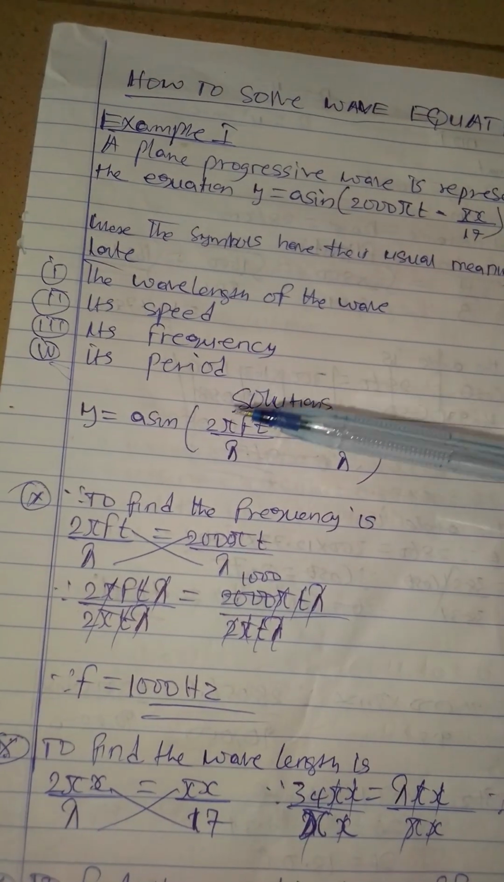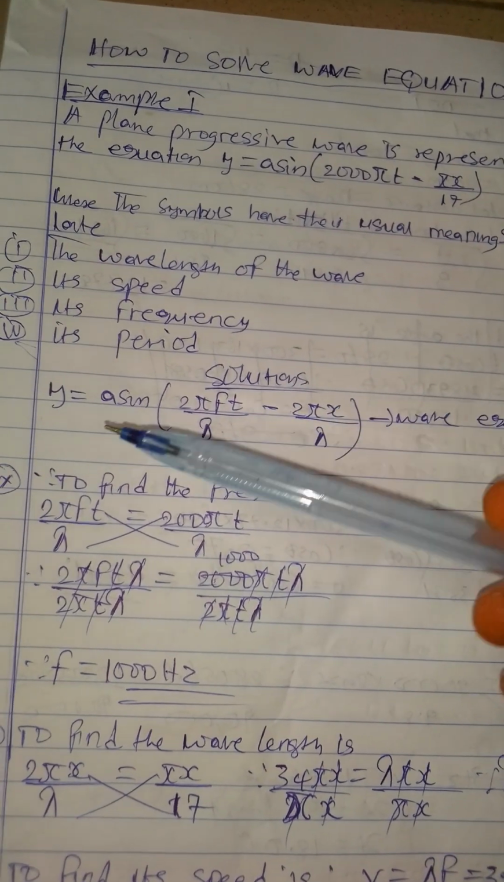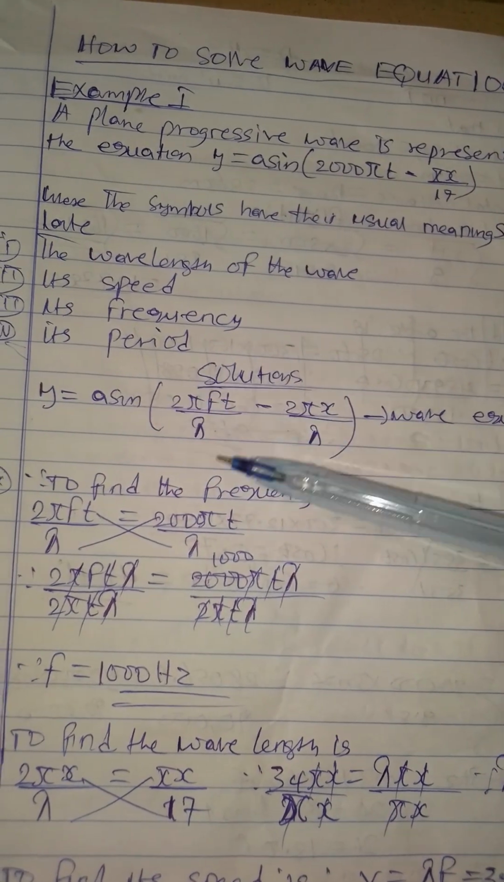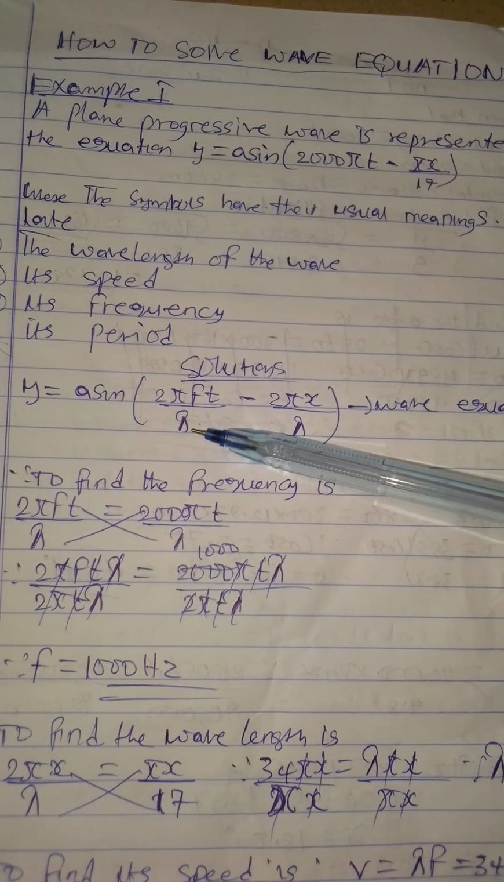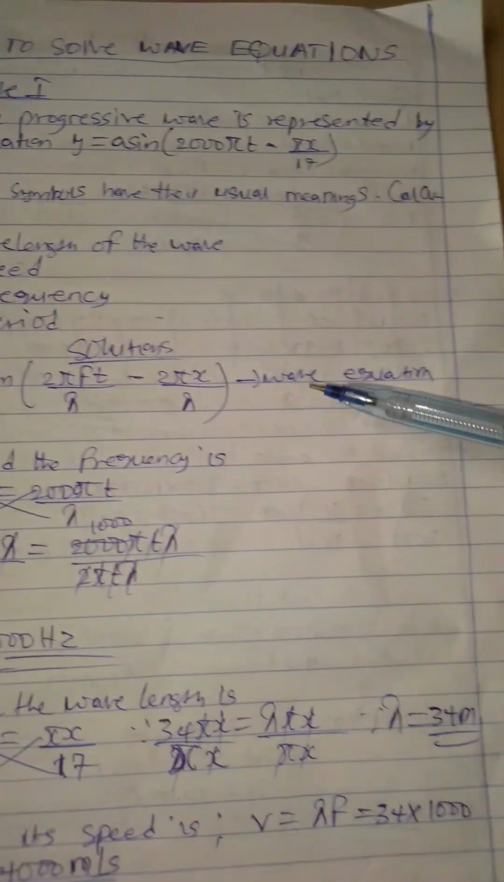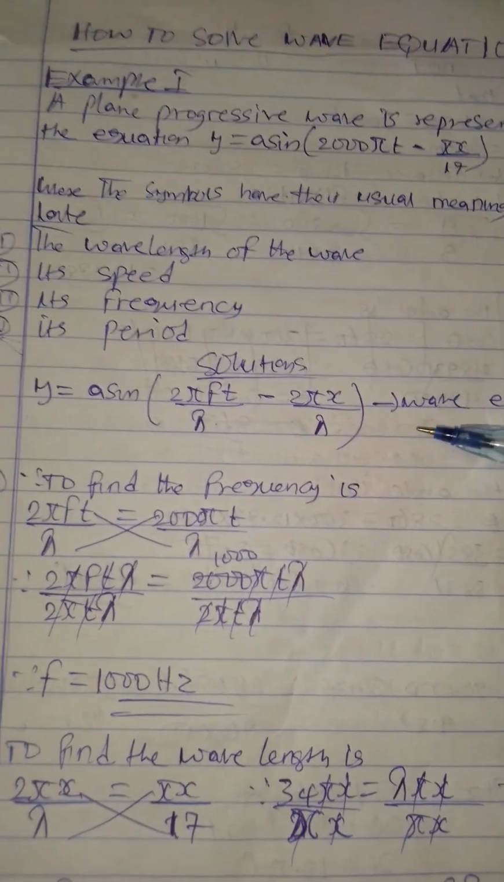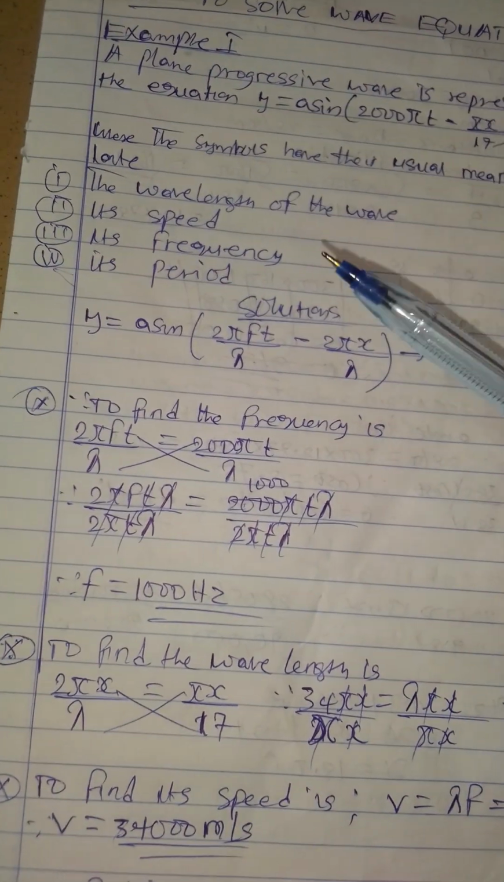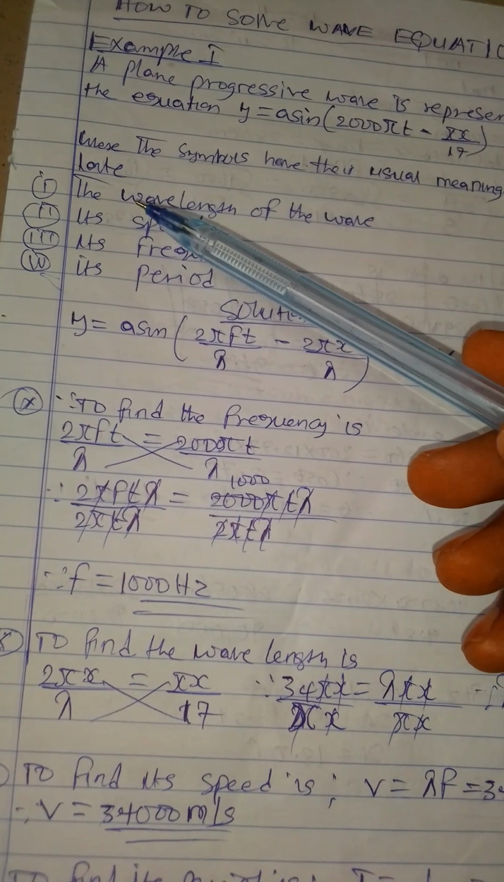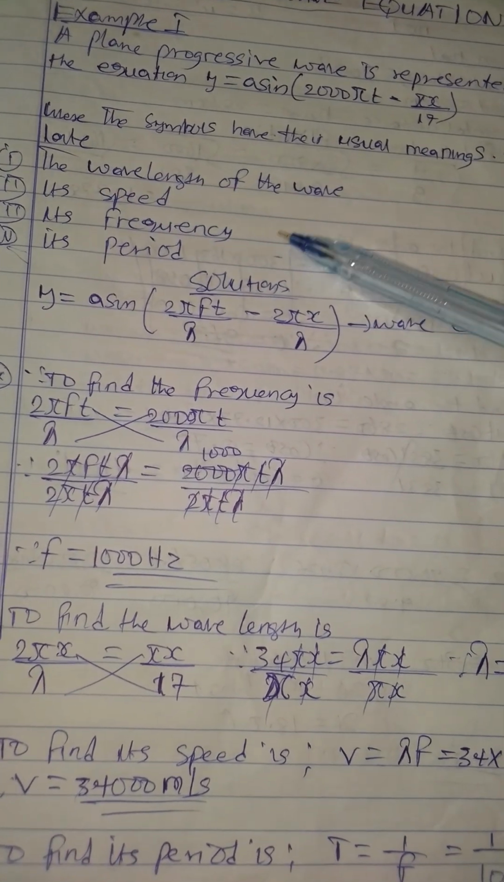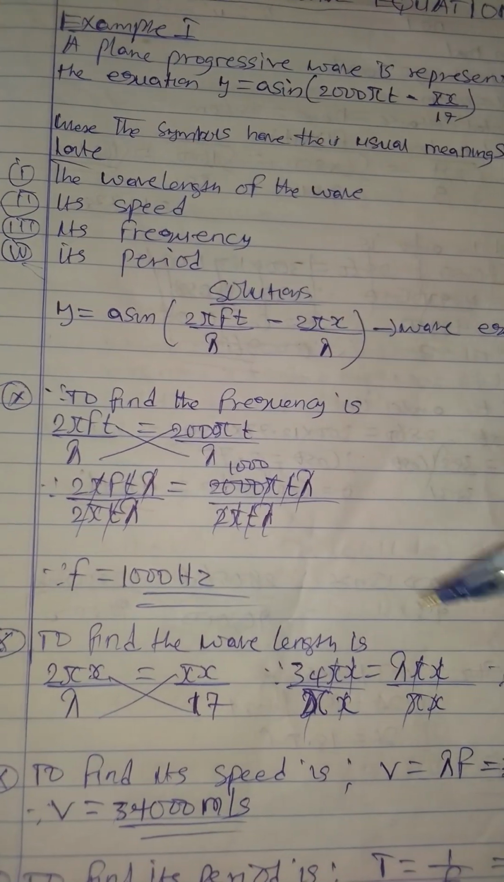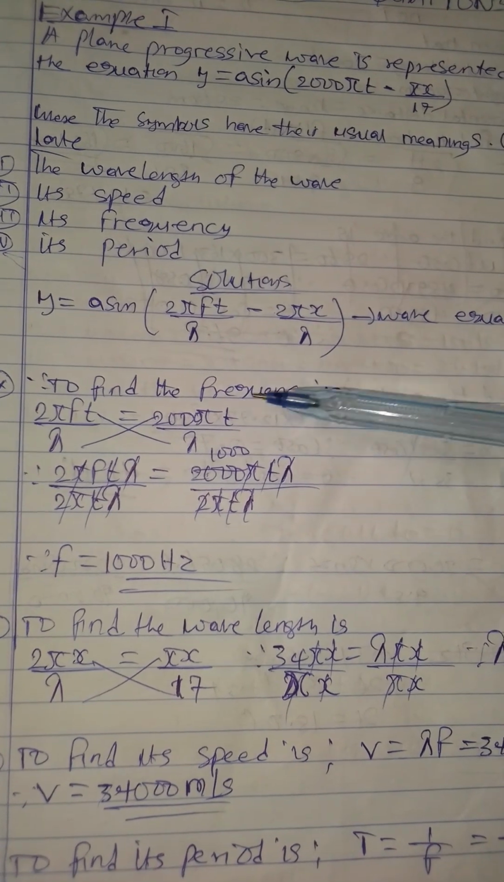Now, a normal wave equation is y = A sin(2πft/λ − 2πx/λ). This is the normal wave equation. And therefore, after doing that, number one says that we should find the wavelength of the wave. And you know that for you to find the wavelength of the wave, you have to first find the frequency.